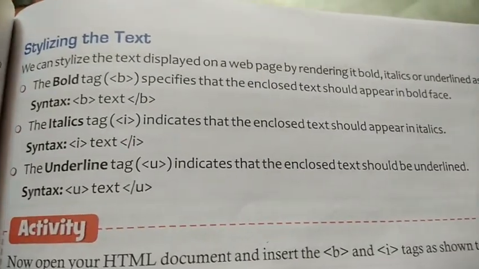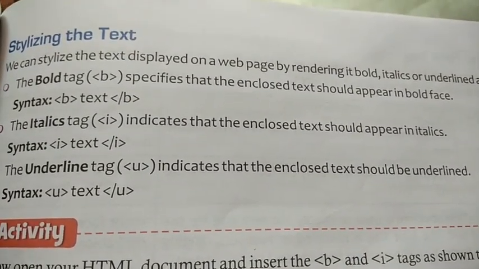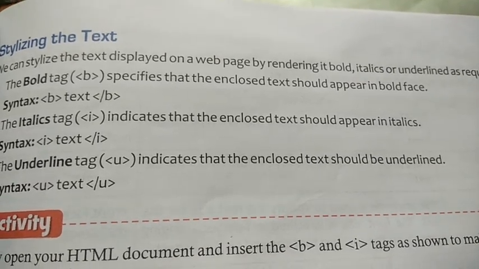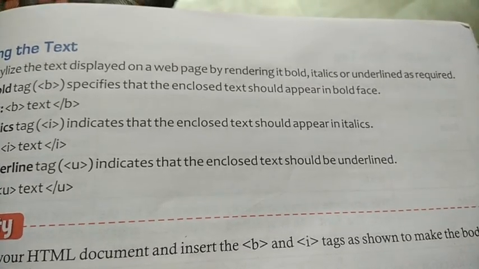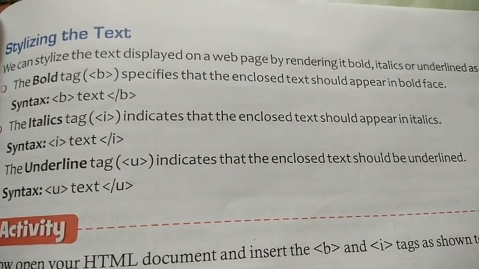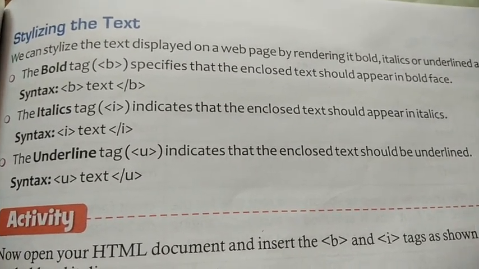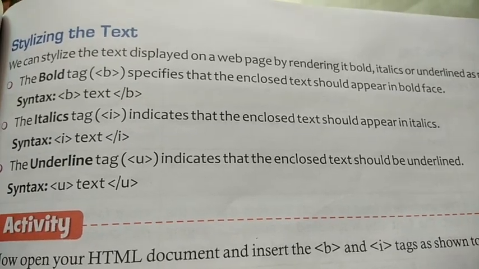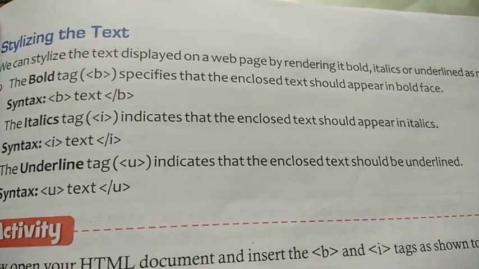Now students, next is styling the text, means we can style the text displayed on a web page by rendering it bold, italic or underline as required. We know very well the attributes for properly styling the text. So first is the bold tag. Okay, bold tag means B tag.